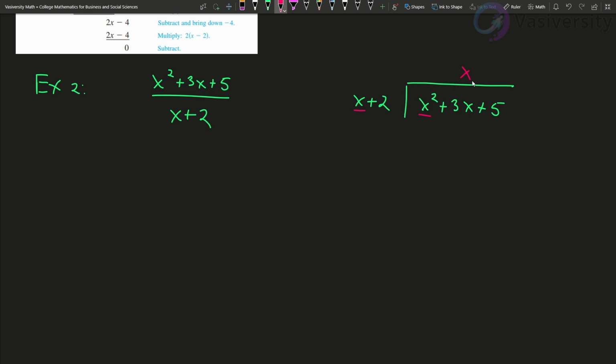So we multiply. We have x times x, that's x squared, x times 2, that's plus 2x. Then we're going to put parentheses and subtract. So we have a 0. And we have 3x minus 2x, that's just x. We're taking down the 5.